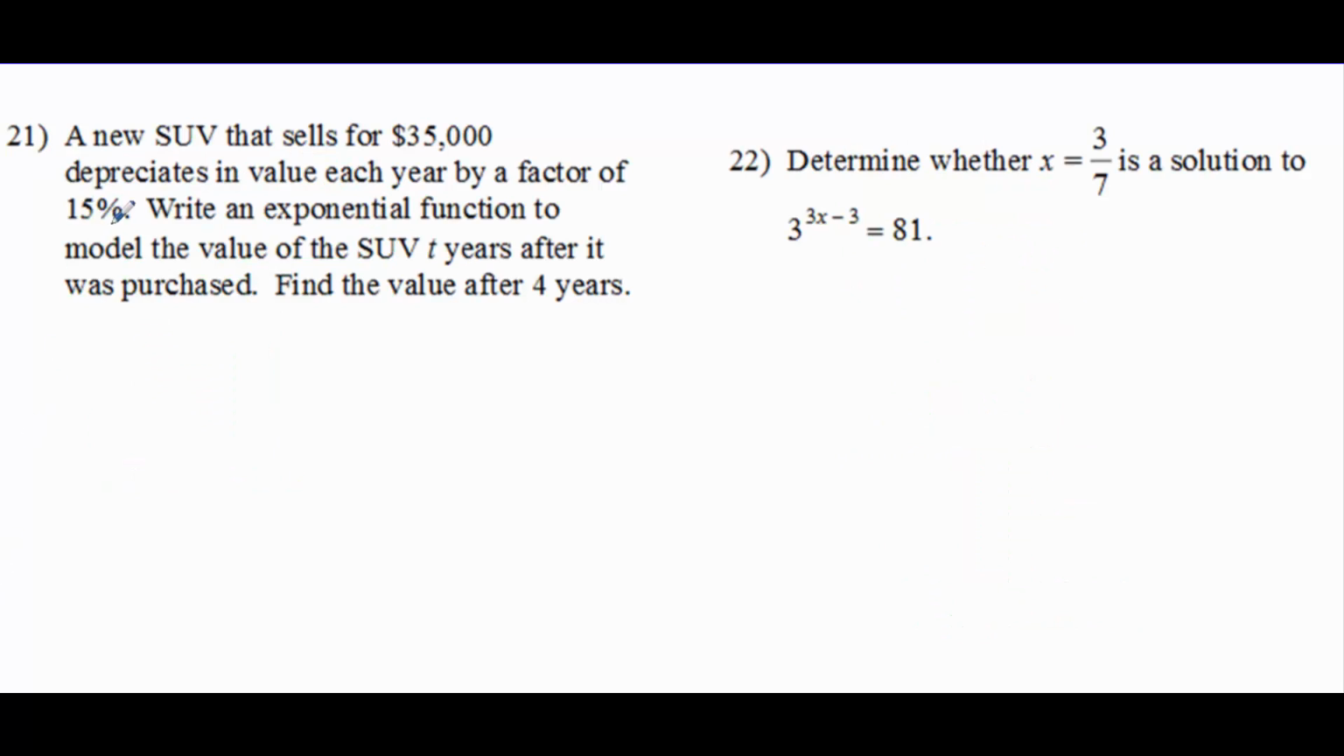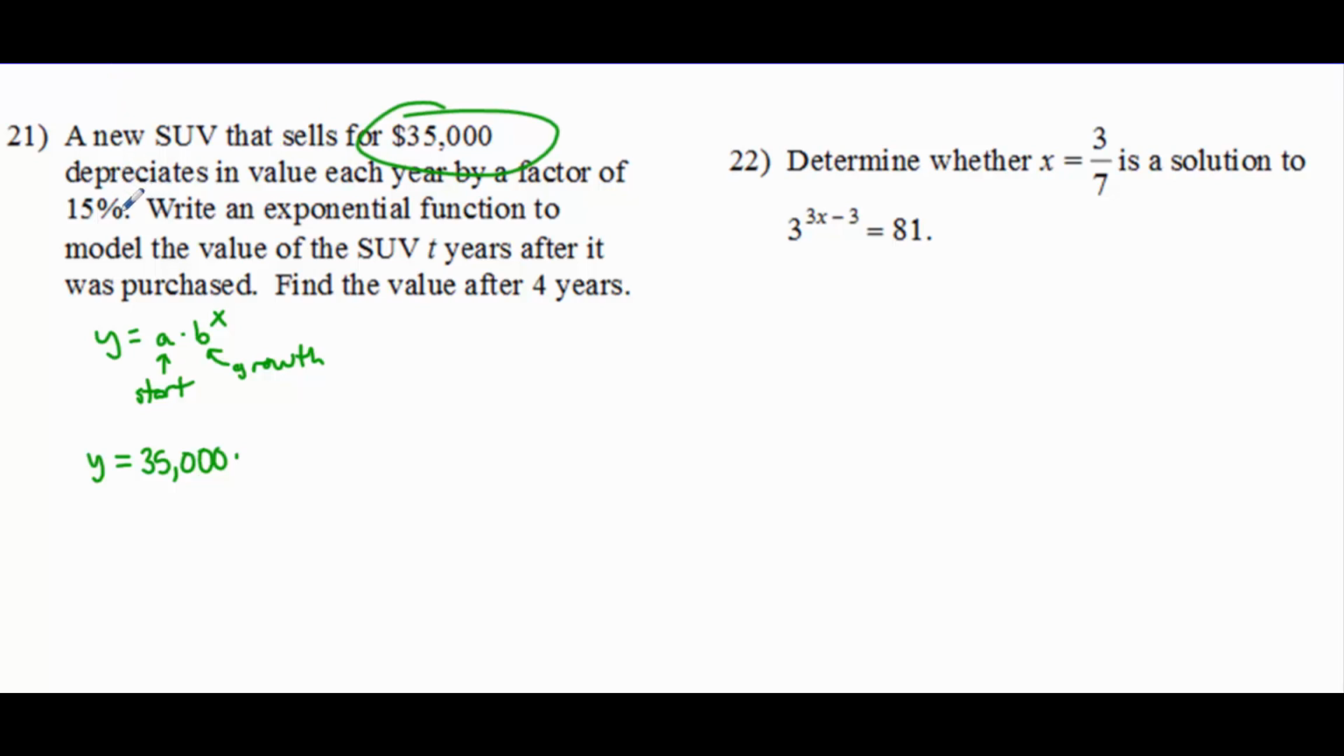Okay. For 21, we have to think back to our very first set of lessons where we said that in general, an exponential equation has the form y equals a times b to the x, where a is our start and b is our growth or decay. And so what we need to look for is what we're starting with, which is 35,000. That's a. And then we also have to figure out, are we growing or decaying? Is this getting bigger or smaller?